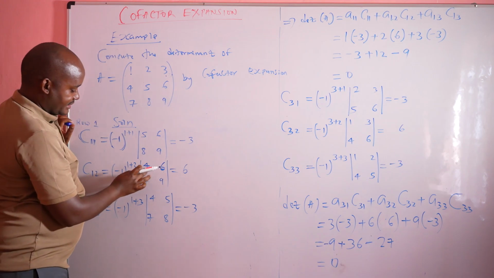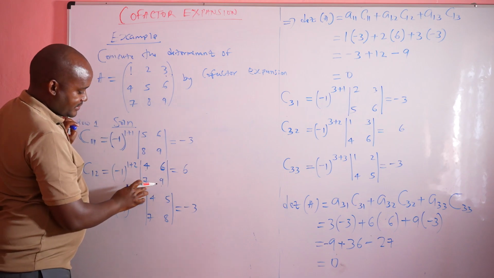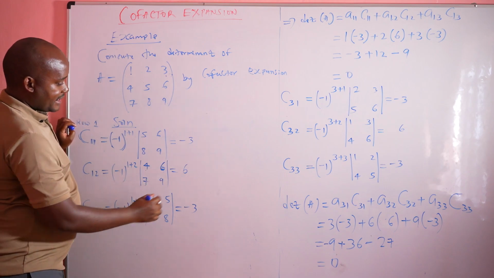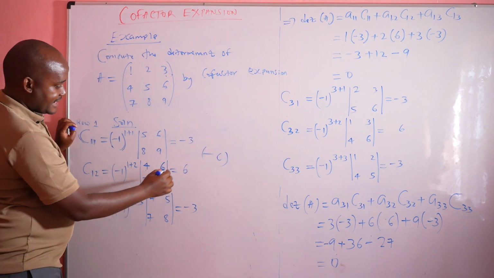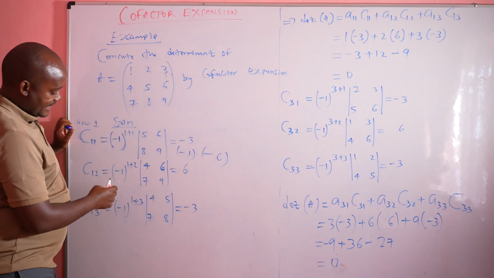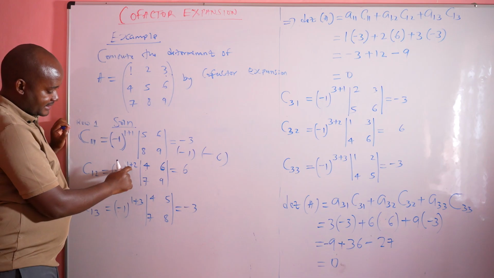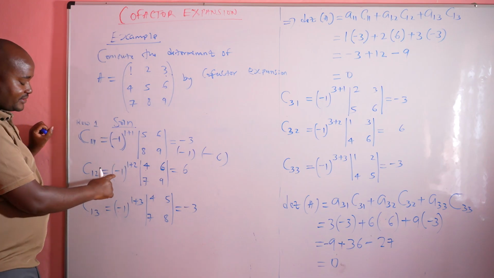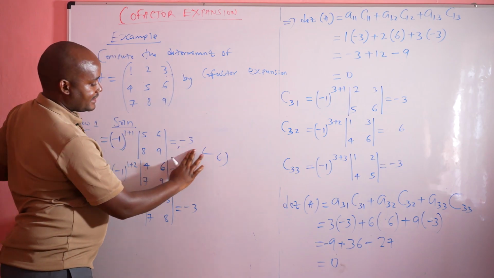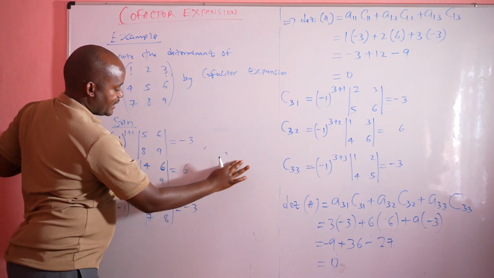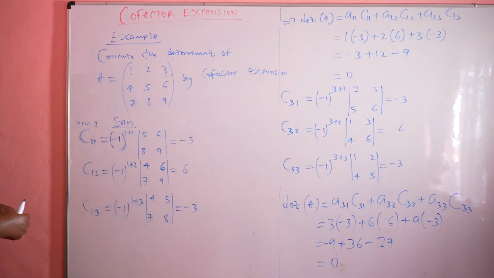Should you compute this, this times this minus this times this is going to give us negative 6. However, this negative 6 is multiplied by this negative here. Why negative? Because this is negative 1 raised to the power of 1 plus 2, which is 3. We said that if you raise negative 1 to an odd power, the answer is always negative. So negative 1 times negative 6 gives positive 6 here.